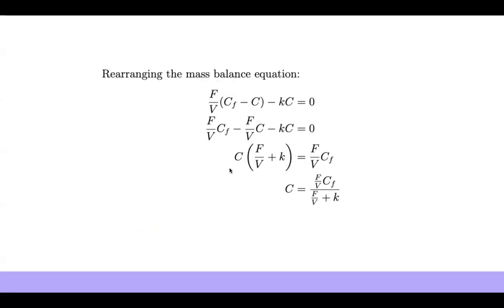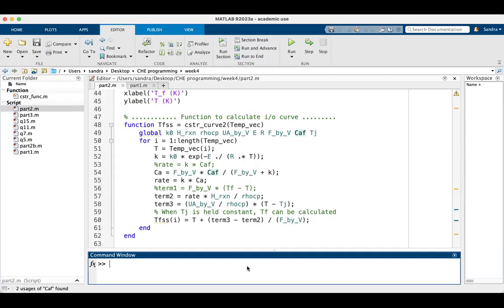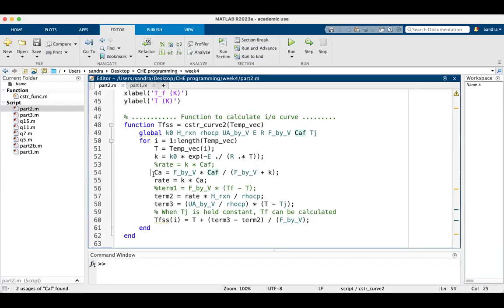Now you'll have to rearrange it in such a way that you get the reactor concentration. So you open the bracket, then group all the terms that have C here. So that will be C multiplied by (F/V + K) equal to (F/V) CAF. Again, bring this down, and then you'll have a representation for the reactor concentration. So that is what is given here.